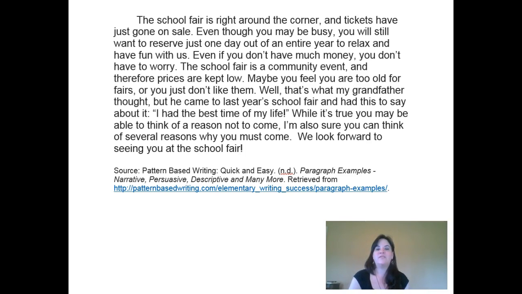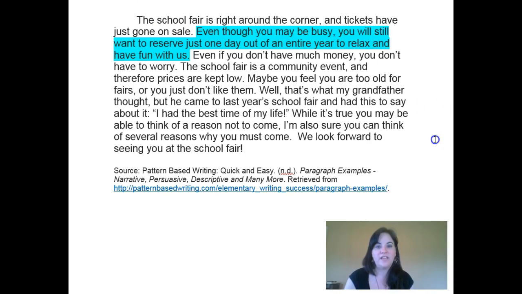So the topic of this paragraph is the school fair. And the issue is that the school fair is a worthwhile place to be. That's the claim. So our topic sentence then, again, is our issue and our claim. And so it is this. Even though you may be busy, you still want to reserve just one day out of an entire year and relax and have fun with us.